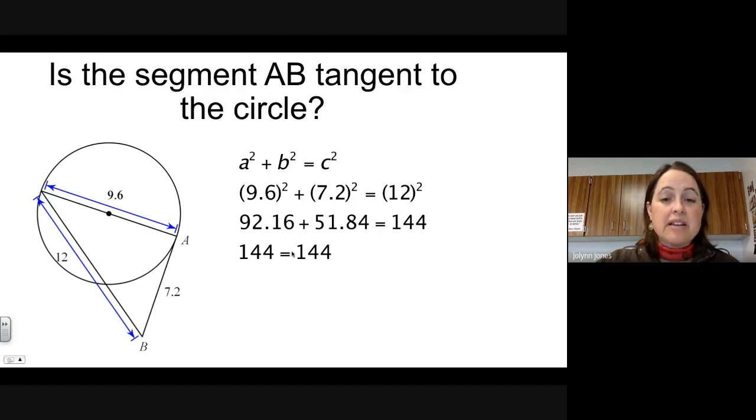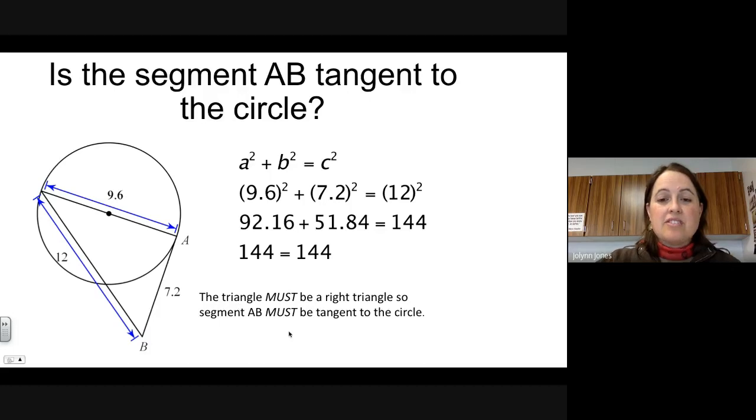So what this tells me is, because this is true, that 144 equals 144, that this has to be a right triangle. And so that's telling me that if this is going to be a right triangle, that this angle A right here has to be 90 degrees. So the triangle must be a right triangle. So segment AB must be tangent to the circle.